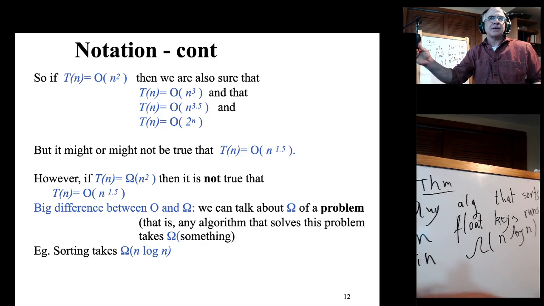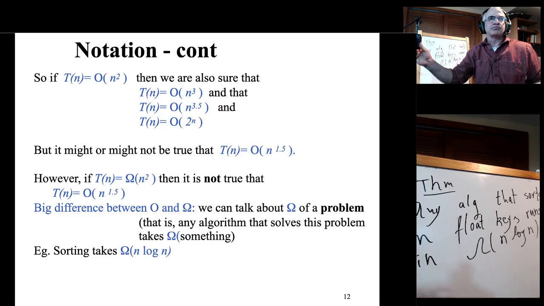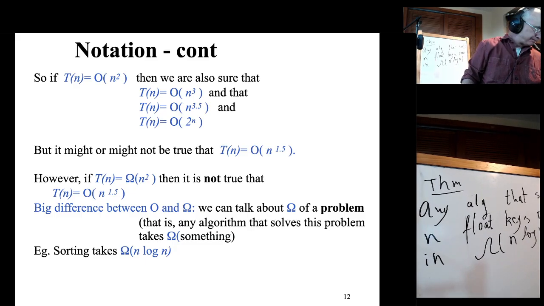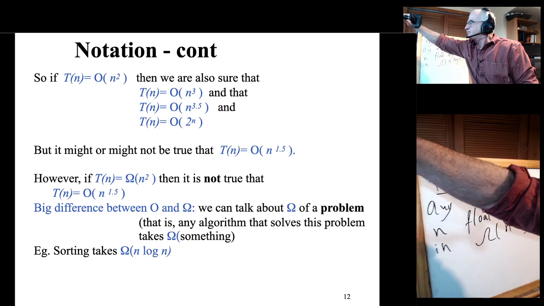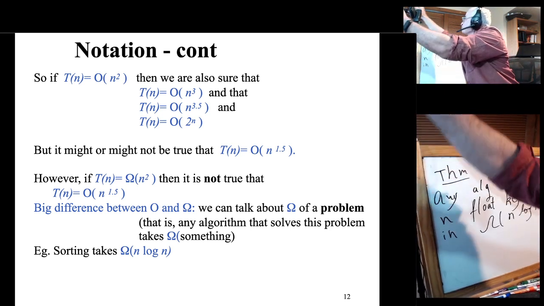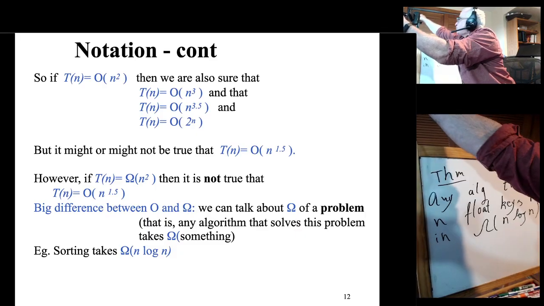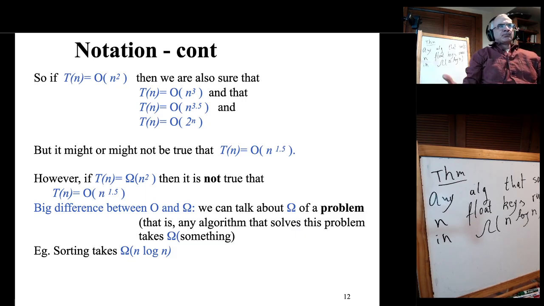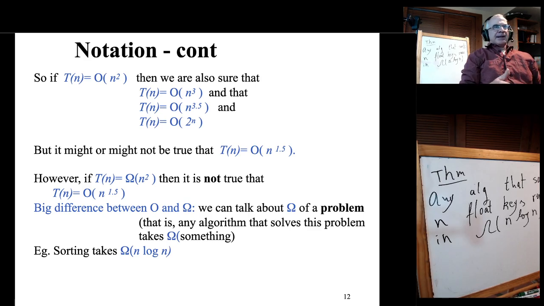Okay, so any algorithm that sorts n keys runs in omega of n log n. We cannot beat it. So how come a radix sort runs in linear time?